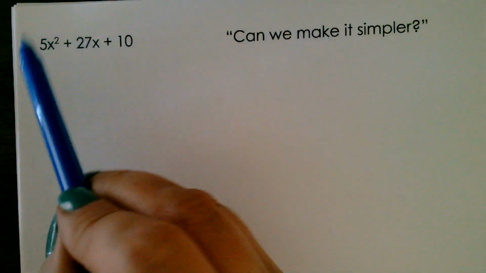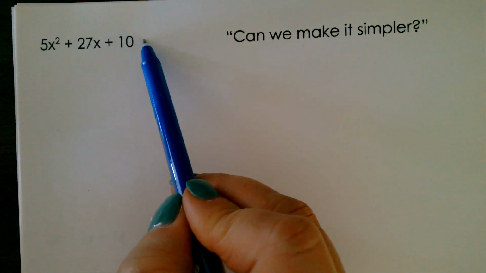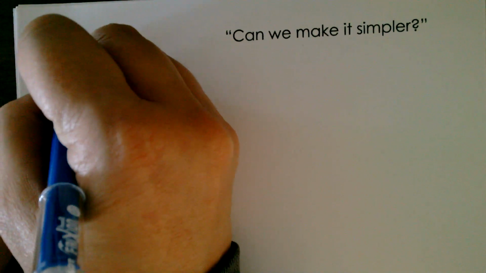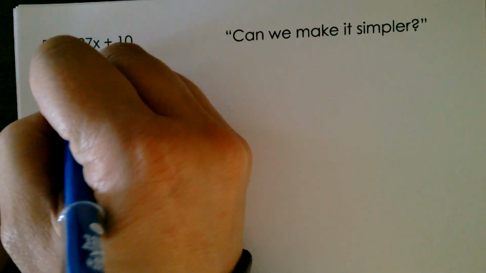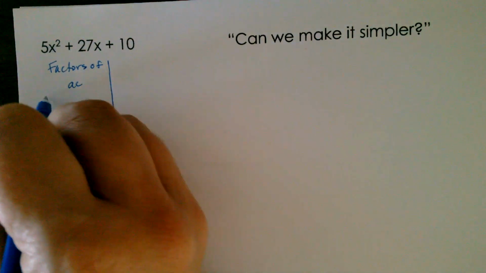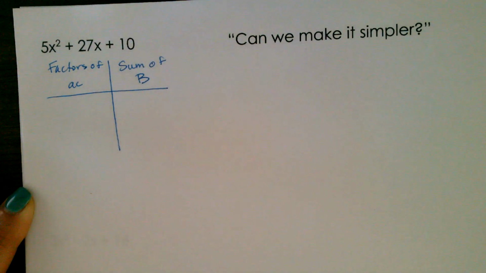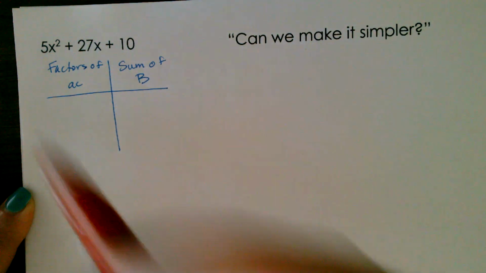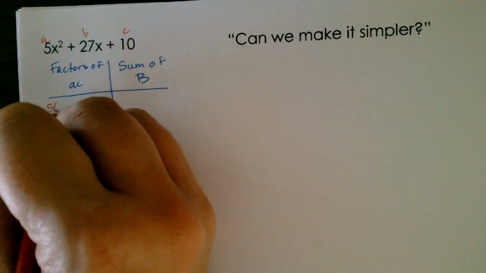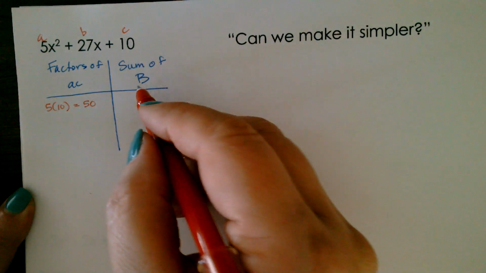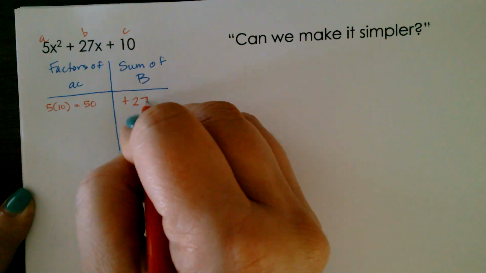Can we make it simpler? Is there a greatest common factor between the A, B, and C? No. We will need factors of A and C that create a sum of B. Okay. A, B, and C I can label. I need factors of 5 times 10, which is 50, that add to B positive 27.